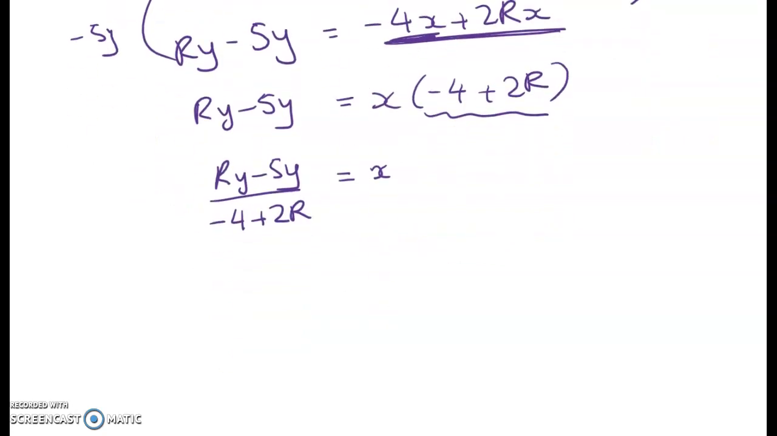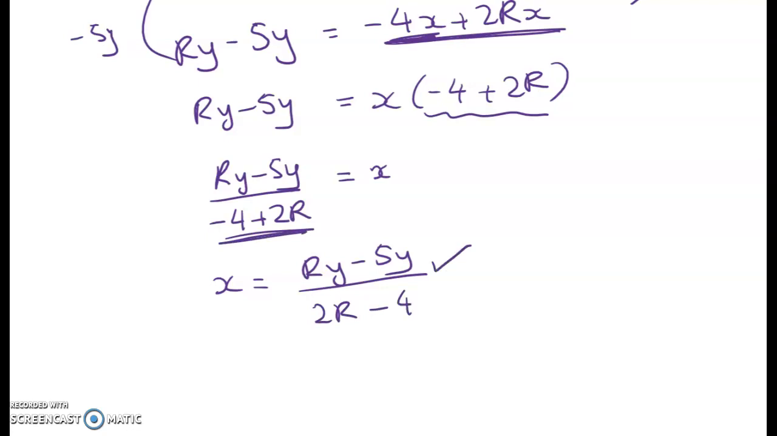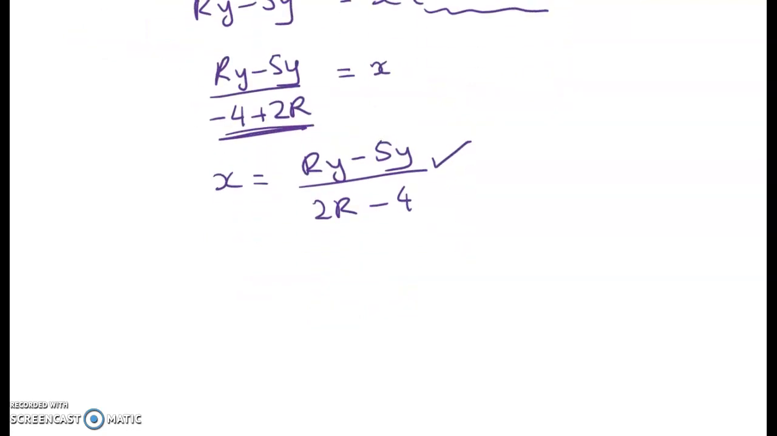Now that doesn't look very nice, but that's a fully correct answer. The nicer way to write that is to say x is equal to ry minus 5y, and here I'm going to reorder that, 2r minus 4. So that's fine. If you're looking in the assessment schedule, you'll see that they've got it all the other way around. And that's fine because we can multiply both numerator and denominator by negative 1. And that will give me 5y minus ry over 4 minus 2r.